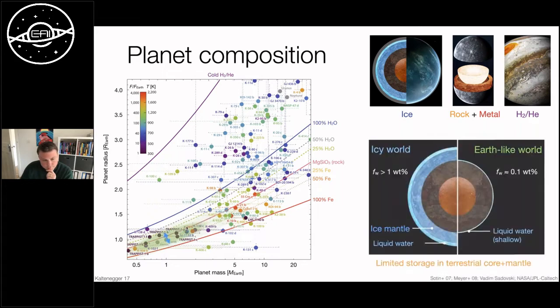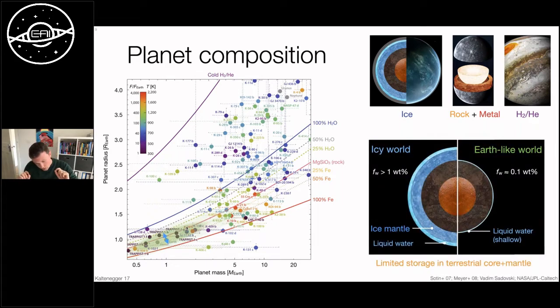Now, to illustrate how complex it is in light of the uncertainties that we have with exoplanet surveys, you see here these massive uncertainties for many of those planets. So this diagram here illustrates the difference between an Earth-like world and an icy world. The right-hand side shows an Earth-like world with about 0.1 weight percent of water in its interior, like the Earth. This enables a liquid or shallow liquid water surface in principle, where continents essentially can stick out.